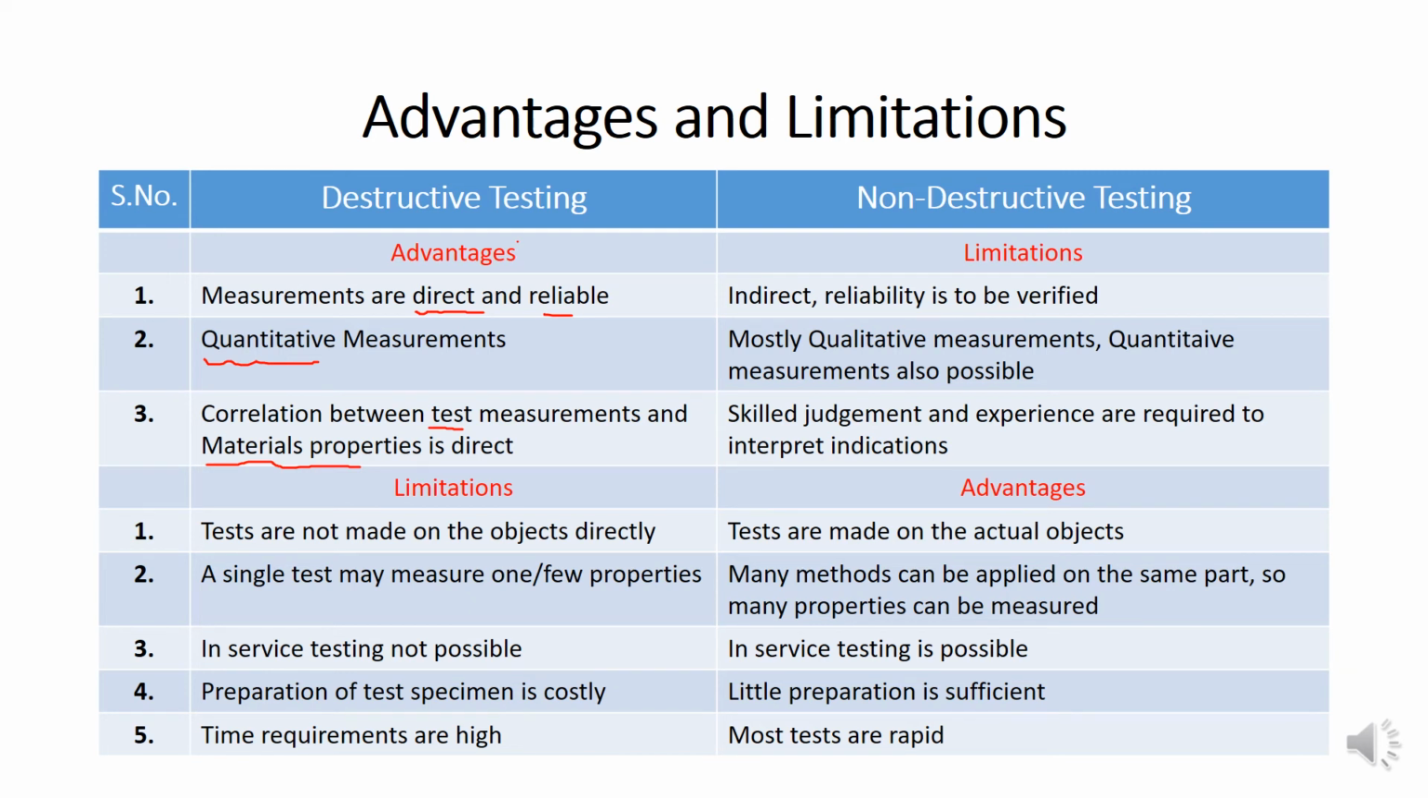And limitations mean tests are not performed on the objects directly. You need specific types of samples to perform destructive testing. A single test may measure one or a few properties. Likewise, for an aluminum specimen, if you have to measure its tensile strength, compressive strength, and shear strength, you need different samples and you have to perform different tests. In-service testing is not possible. Destructive testing is not possible when the component is in use. Preparation of test specimens is costly because every test has specific requirements of specimen shape and size. Time requirements are high.